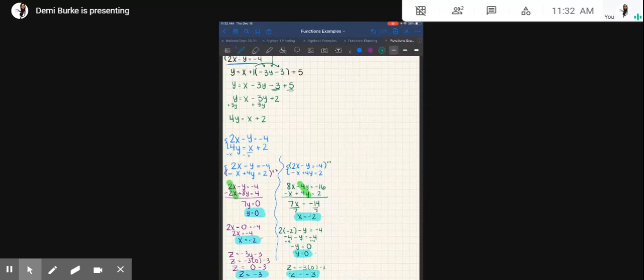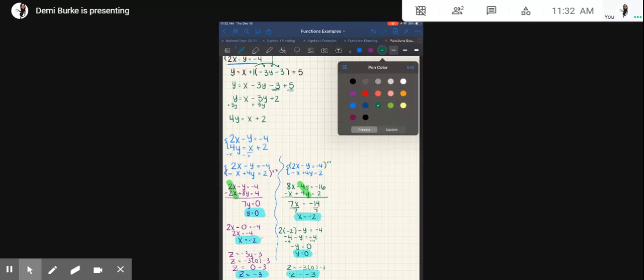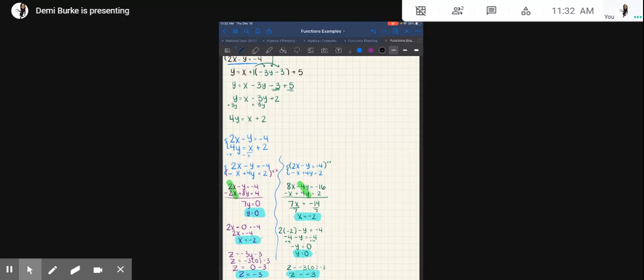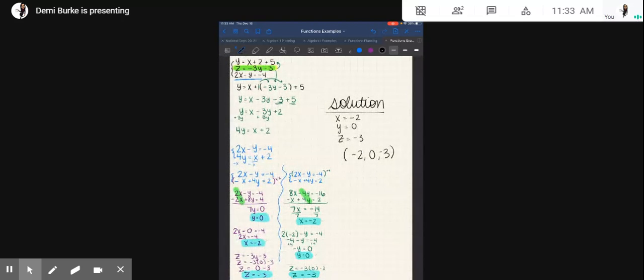So no matter what you do, I'll put it in black to make it definite. Your solution for this, you can either say x equals negative 2, y equals 0, z equals negative 3, or we can continue to write it like this in parentheses in order of the alphabet. I will shrink that down so you can pause and look at it, and there you go.